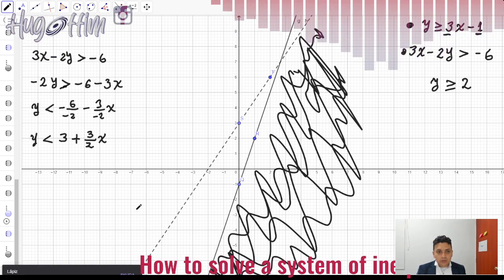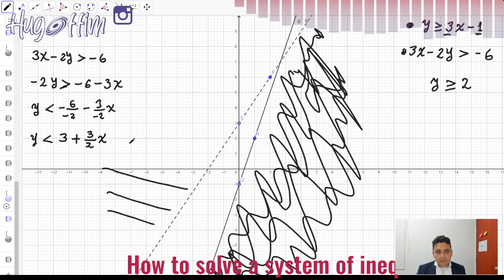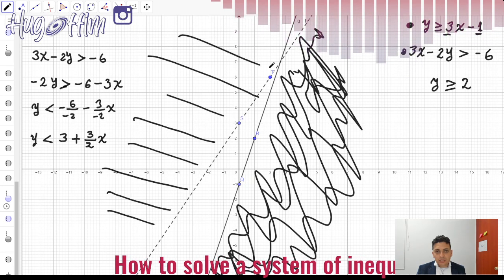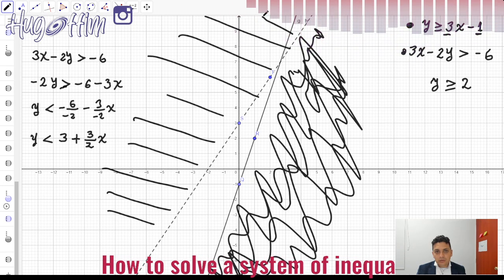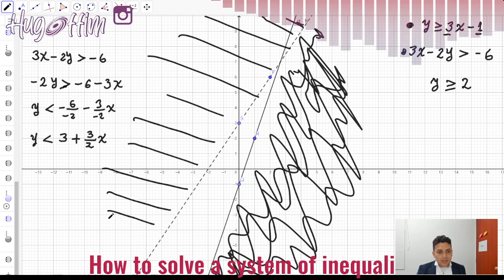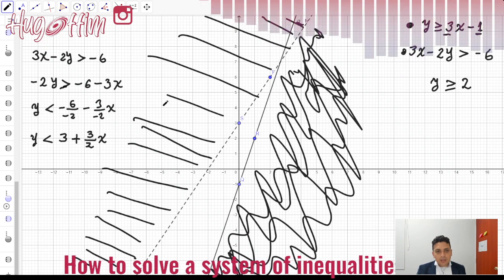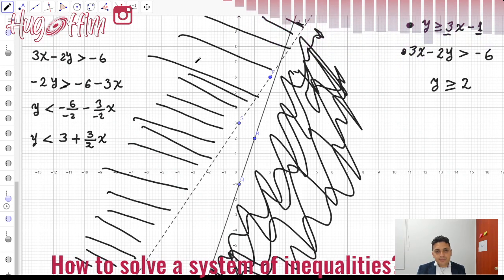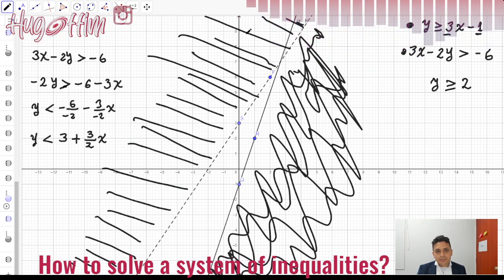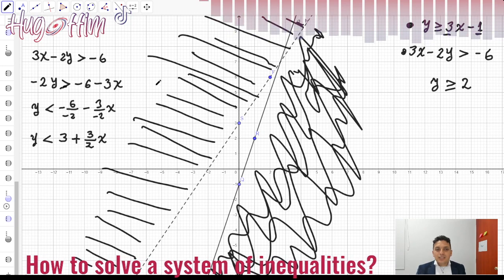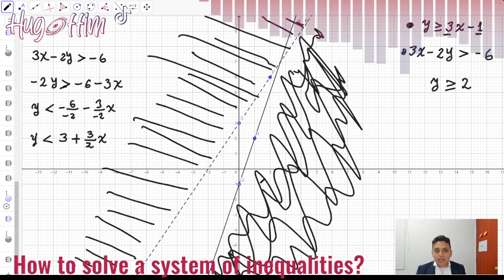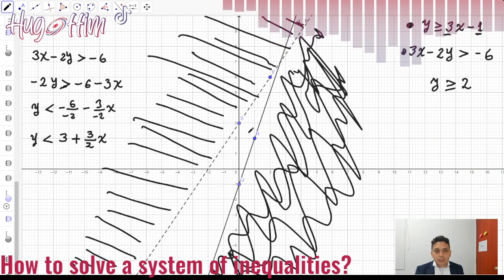So I'm going to tell that this region is not allowed. Okay, this is the unwanted region. Not allowed. So in this case, we have the two inequalities and the unwanted regions.